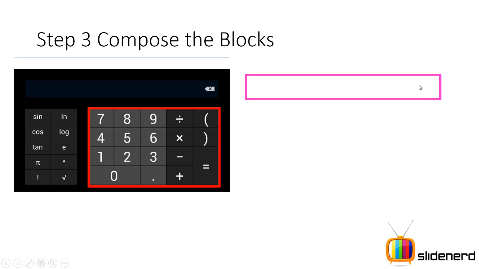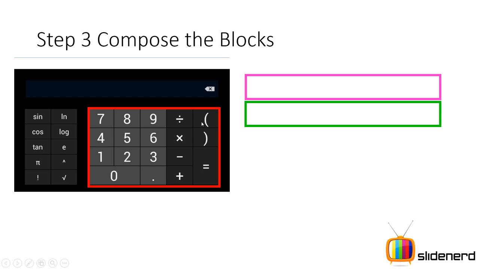I have this horizontal linear layout inside which 7, 8, 9, divided by, and the left bracket are horizontally placed one near each other. Same way for 4, 5, 6, multiply and the other bracket, right? And then I have 1, 2, 3 and the minus sign only inside this blue colored horizontal linear layout.